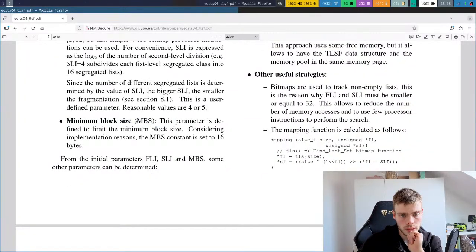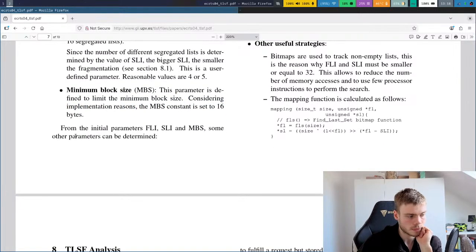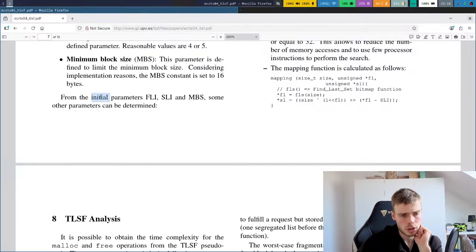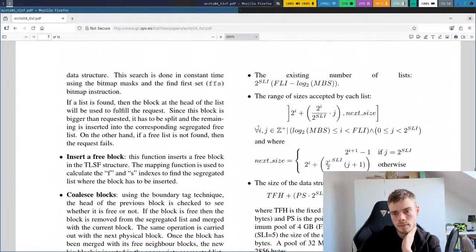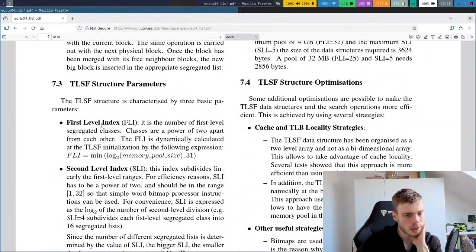Minimum block size. This parameter is defined to limit the minimum block size, for implementation reasons. MBS can be set to 16. From the initial parameters FLI and MBS, some other parameters can be determined. So FLI and the memory pool size.